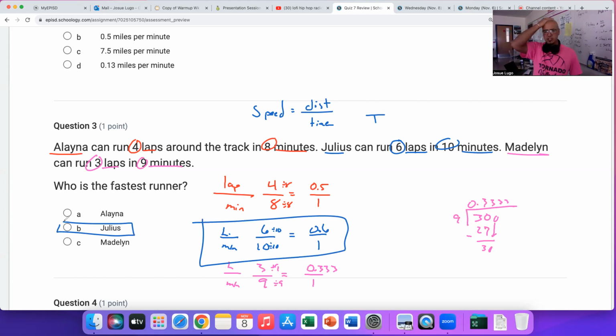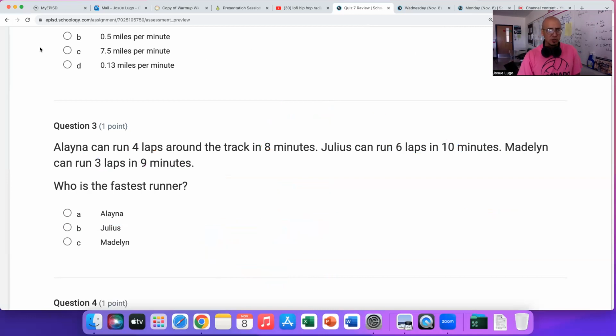Now that seems like a lot of work. Is there another way that I could have done this problem? Well, yes. We can just compare the ratios directly by cross multiplying. For example, if I take Aliana, which is 4/8, and I compare that to Julius, which was 6/10. Remember, this is Aliana and this is Julius. So I need to cross multiply. 8 times 6 is 48. 10 times 4 is 40. We can see that 48 is more than 40, so Julius has a faster rate. So you can just cross multiply the rates without simplifying them to the unit, and that will also tell you the faster rate.